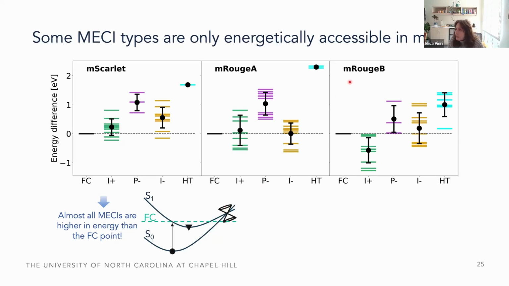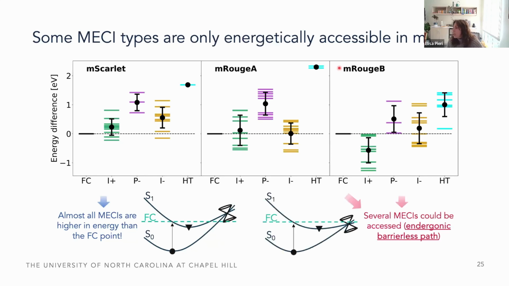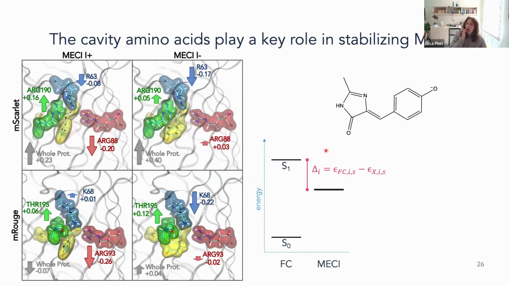On the other side, when we look at mRouge, and you will see mRouge A and B because there are 2 conformations for this protein, and we simulated both, but they behave in a very similar way. You can see that some conical intersections at this point do become accessible. So in principle, it could be possible for the molecule to go from the Franck-Condon to the conical intersection here, unless there is a huge barrier in between. So this might explain why mRouge is so dim. It's simply very easy for it to get to the conical intersections. And I am telling you, there is no barrier.